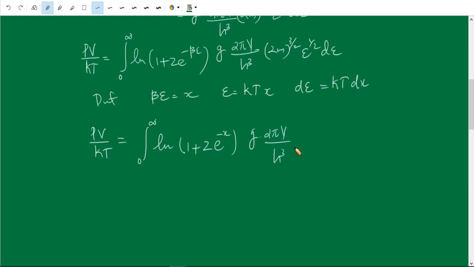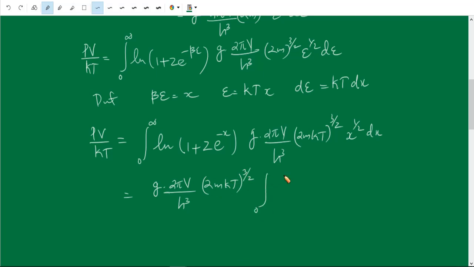So this will be equal to, here 2m is already there, (2m kT)^(3/2) x^(1/2) dx. So this will be g 2πV divided by h³ (2m kT)^(3/2) times the integral from 0 to infinity of log(1 + z e^(-x)) x^(1/2) dx.